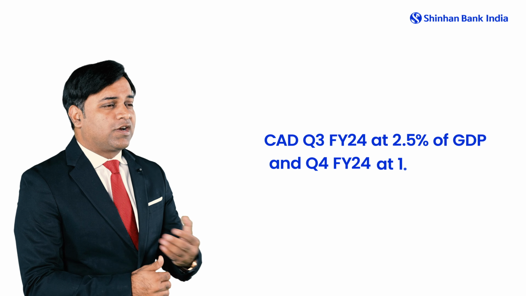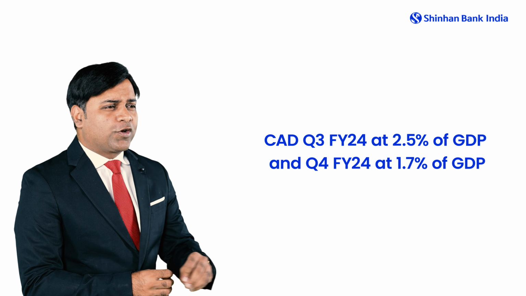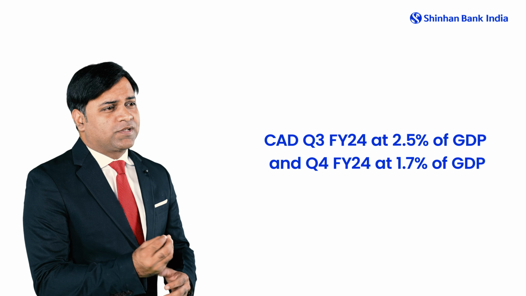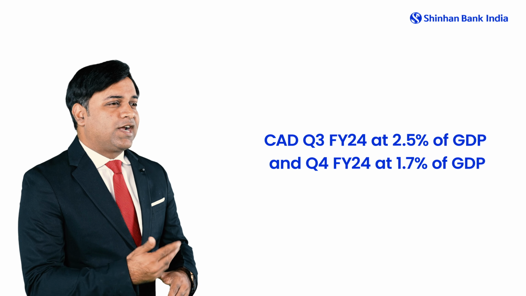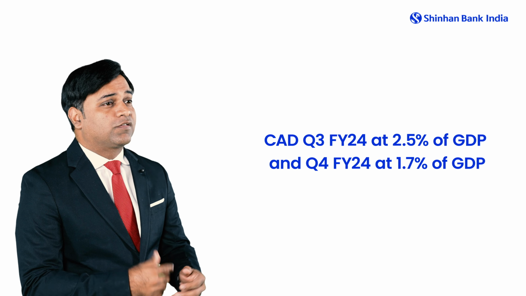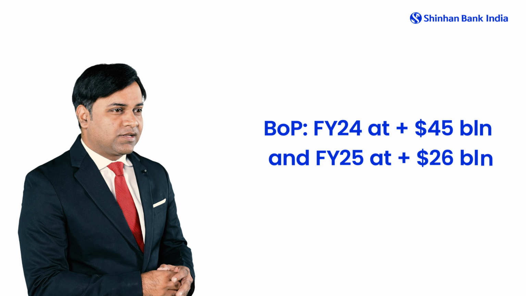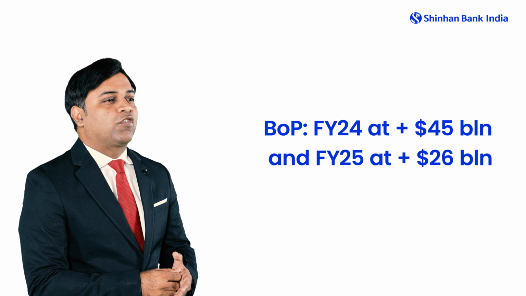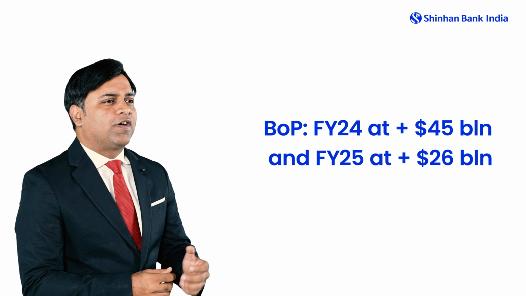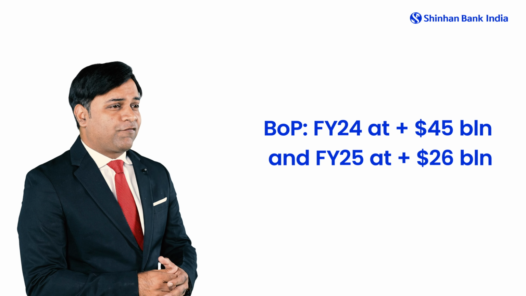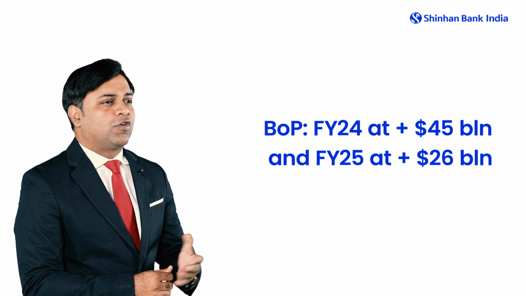And if we break down into the current account deficit numbers, we eye around 2.5% of GDP for Q3 of 24, and 1.7% of GDP for Q4 2024. So that's about the current account deficit number. If we break down again into the balance of payments, the balance of payments anticipated for FY24 is a surplus of around $45 billion, and for FY25, we are anticipating a surplus of around $26 billion. So this was broadly understanding the trade deficit numbers and our anticipation for the future trajectory.